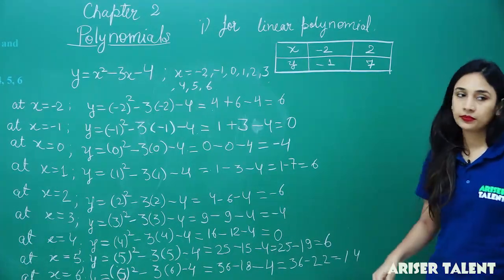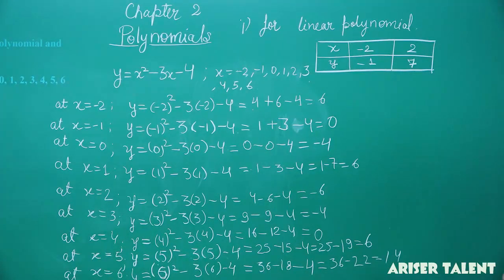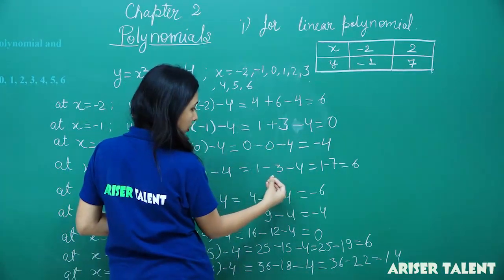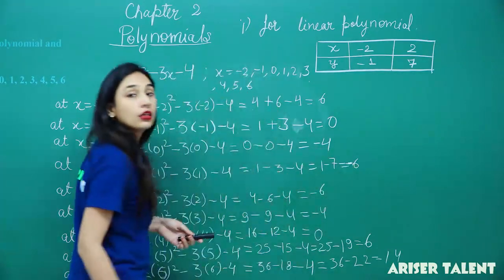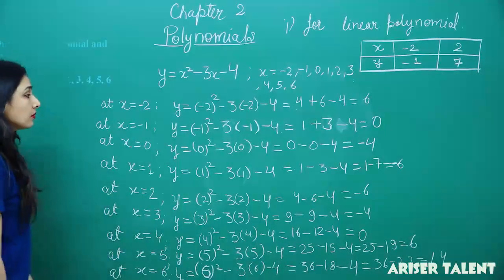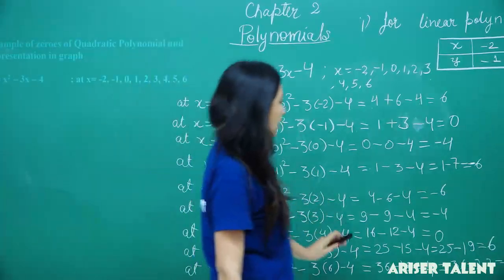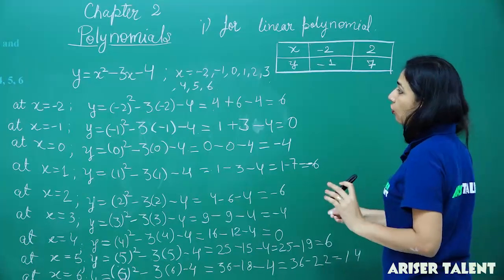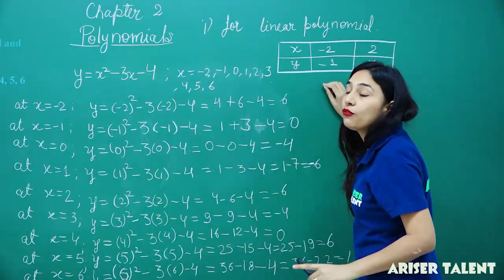Notice students. Okay students, now cross check it. Okay, we have missed the minus sign here, right? So correct it, it's minus 6 here. Okay, so we have got all these values. So what we are going to do? We are going to put it in a tabular form.